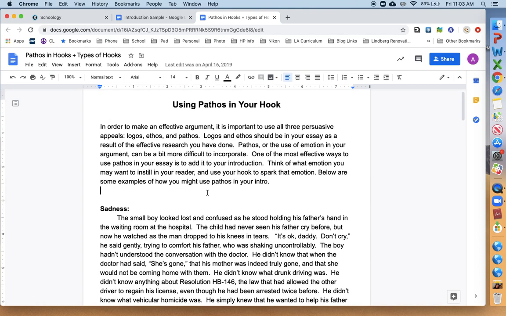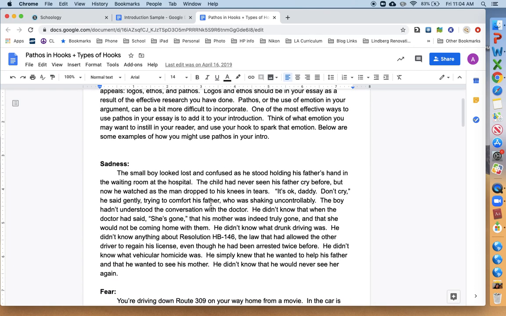Okay, a lot of times you can use pathos in a really interesting way. If you're writing about cell phones in school, for example, you could tell a story of somebody who was a victim of a horrible school shooting or something, and they were able to contact their parents and talk to them, right? That's something that pulls at people's heartstrings. So I gave you some examples here. They're on some different topics.